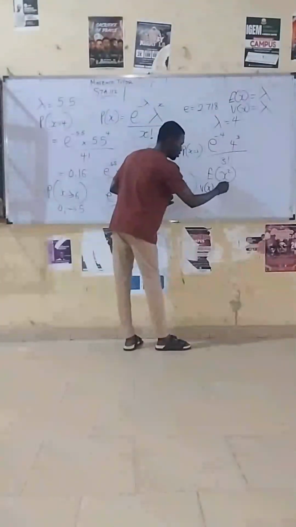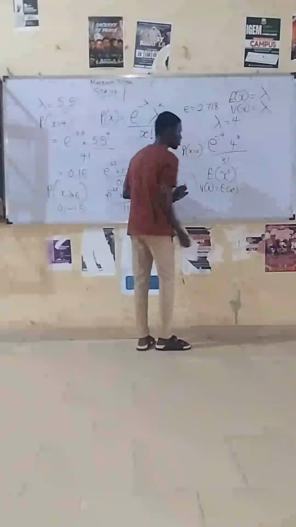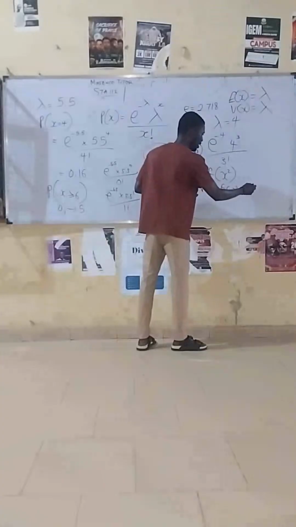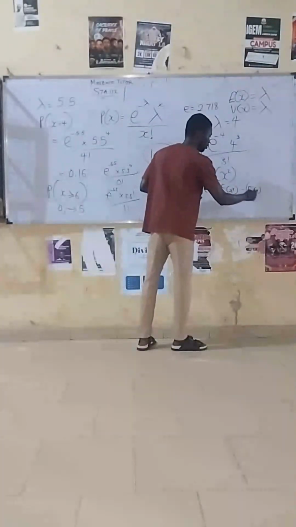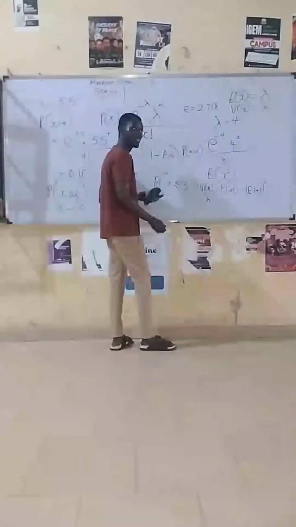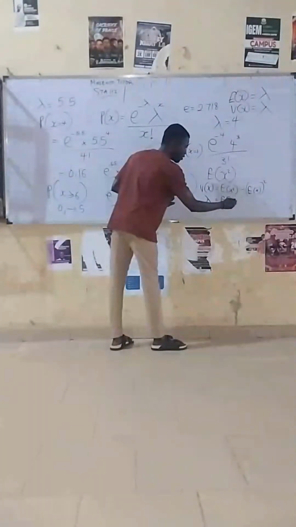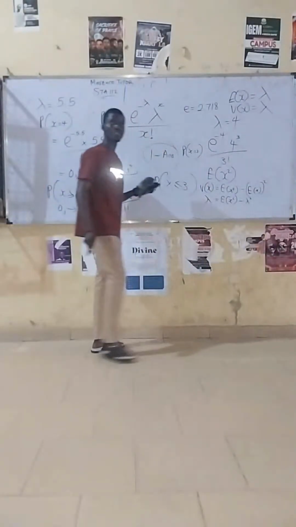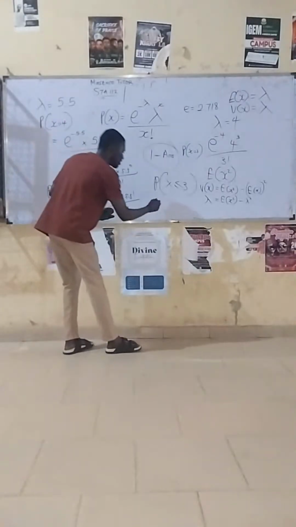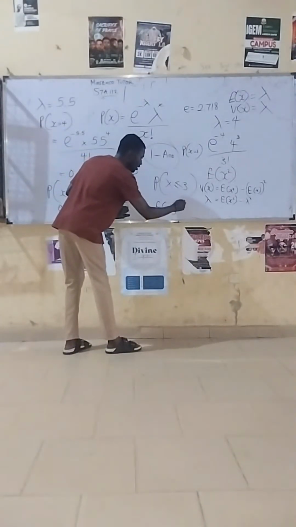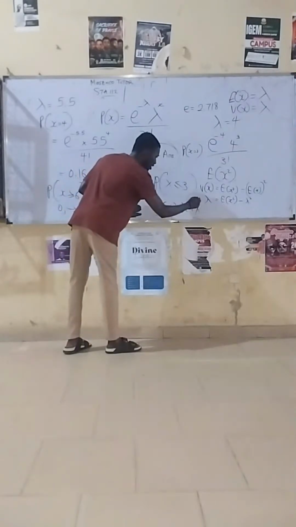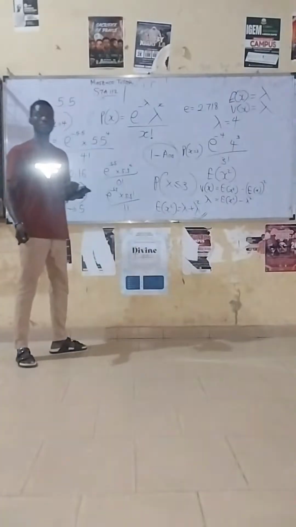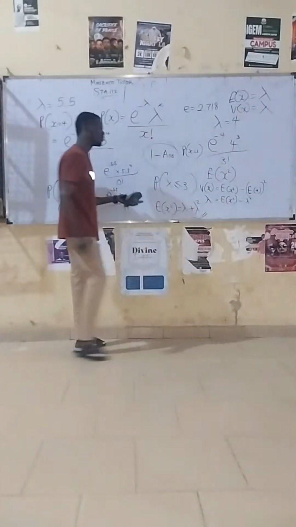Remember our formula for variance. V of x is equal to E of x squared minus E of x, squared, right? And we know that variance is lambda. E of x squared we don't have. Then we have mean squared. That's lambda squared, right? Now, if you collect like terms, that means E of x squared is what? Lambda plus lambda squared. Am I correct? That's how we get the formula for E of x squared.